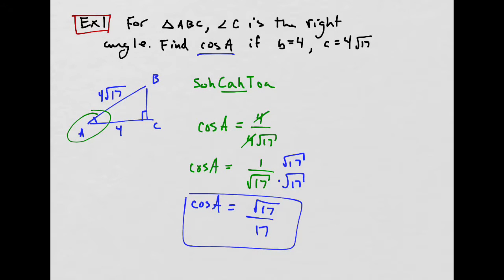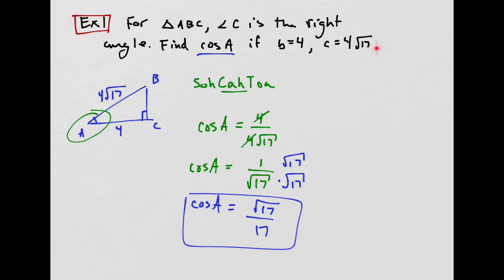But first, let me reiterate the steps. So what are we doing first? It said for triangle ABC, C is the right angle. Find cosine of A if b is that and c is that. First thing I did was I drew my triangle. And I labeled all the angles. And that told me, if this was angle B, then this was going to be the side b. If this is angle A, then this is going to be side a. If this is C, then the hypotenuse is going to be c. So that's how I labeled that.